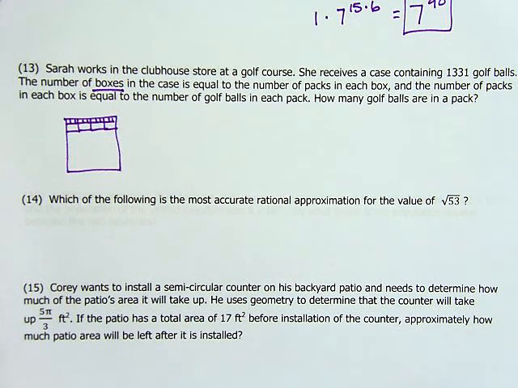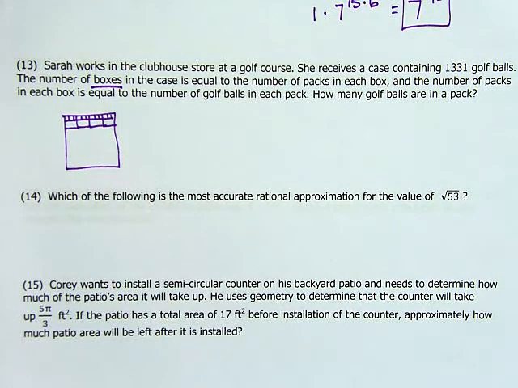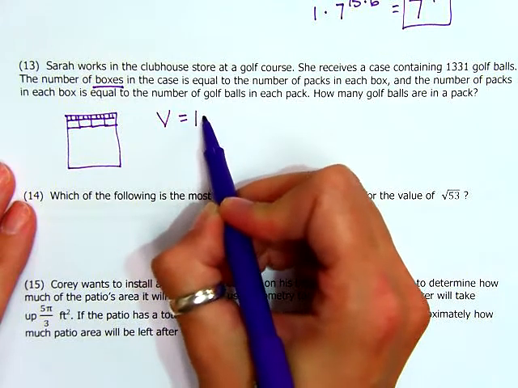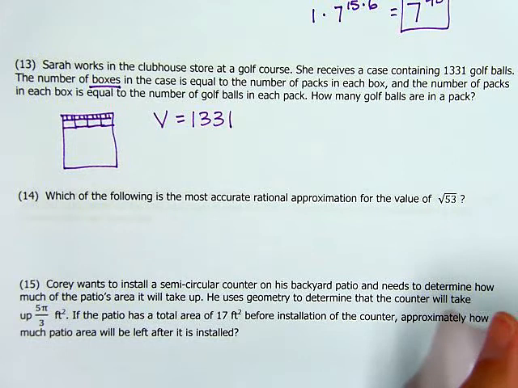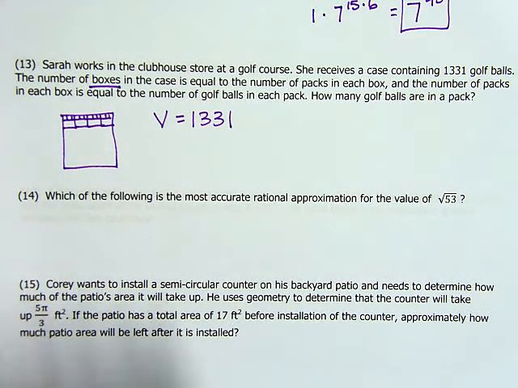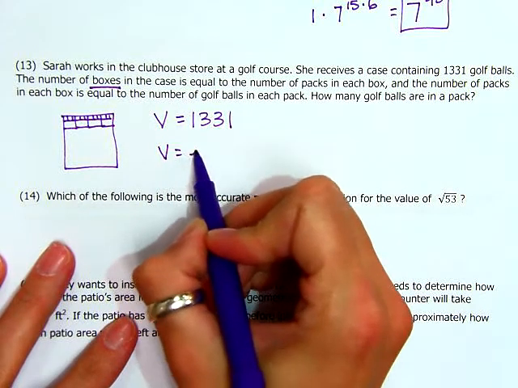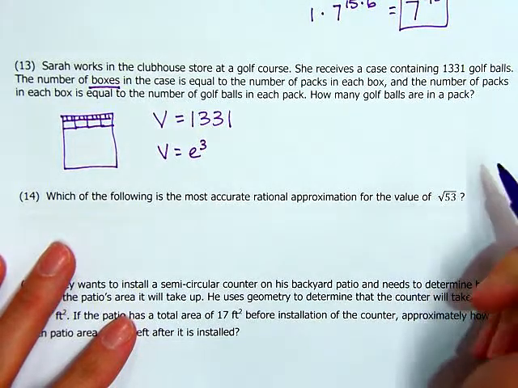All right. So if I've got 1,331, I did that last time, golf balls in this whole thing, I want you to see that if it's a case, it's going to be volume. So basically what I'm saying is that the volume is 1,331 golf balls. Now if I have a volume and I just need to know one little part of it, one little pack, the easiest way to do this is to take the cube root. It's because volume equals edge cubed.